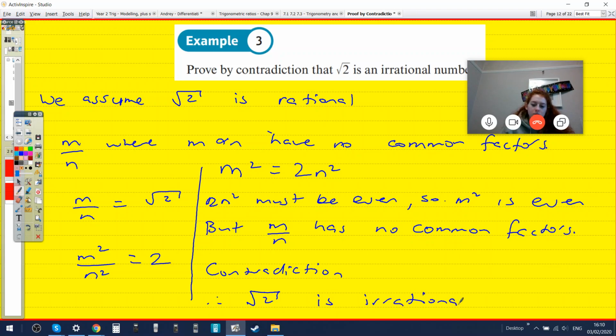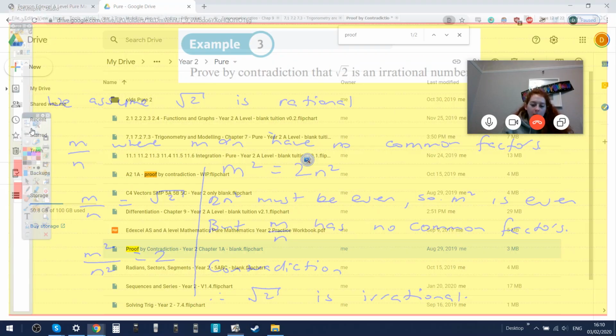So, the way this works is you say that m over n is in its simplest form, so there's no common factor. But if they're both even numbers, then it's not in its simplest form. You could half the top and half the bottom.